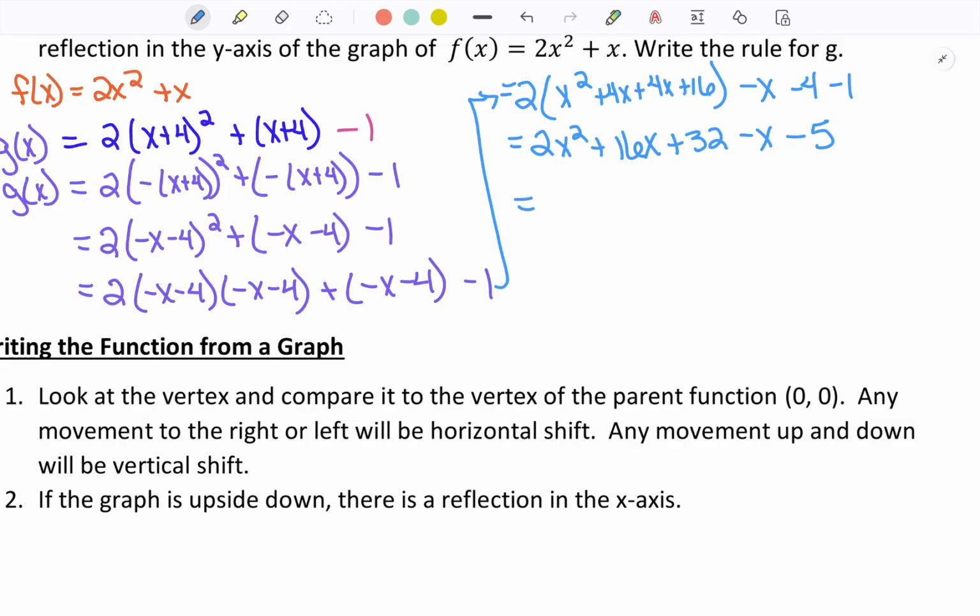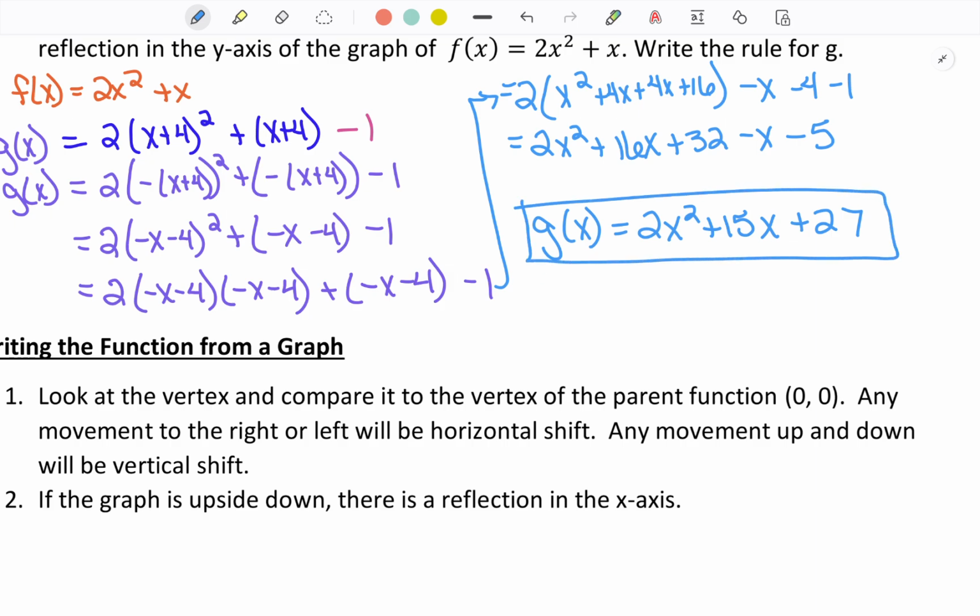So then we're just going to continue to combine like terms. So we have g of x equals 2x squared plus 15x plus 27. And so that is where we will actually leave the function.